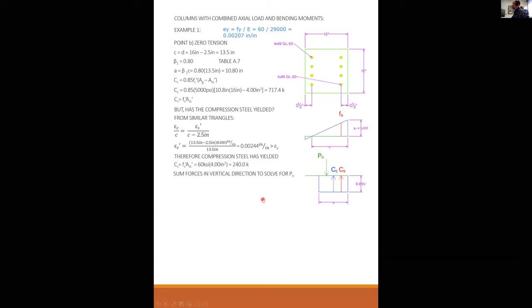So I sum all the forces that I do have in the vertical direction to find what P sub N is. P sub N, the nominal axial load, has to balance what is built into this thing. So the sum of the forces in the vertical equals zero: minus Pn, because it's going down, plus C sub C because it's going up, plus C sub S because it's going up, all equal zero. So P sub N, I just put it on the other side of the equal sign. P sub N is equal to 717.4 plus 240 kips, which gives me 957.4 kips. That is my nominal capacity at this strain condition.